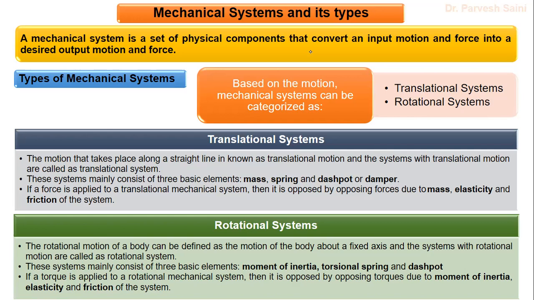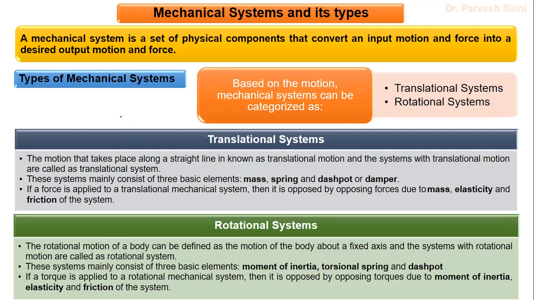There are various ways to categorize mechanical systems. One way is based on motion. On the basis of motion, mechanical systems can be categorized as translational systems and rotational systems, right? So what are translational systems? Those mechanical systems which move on a straight path. If the motion of a given mechanical system is along a straight line, we call that system a translational system because it possesses translational motion, like a car moving on a road.